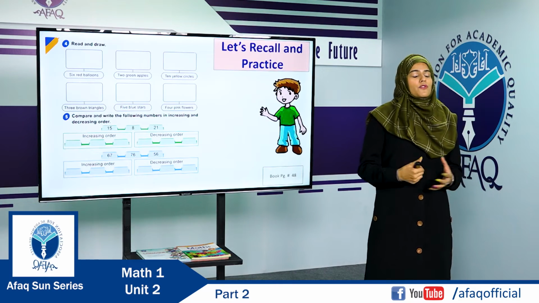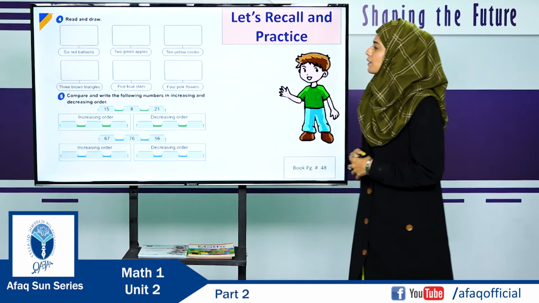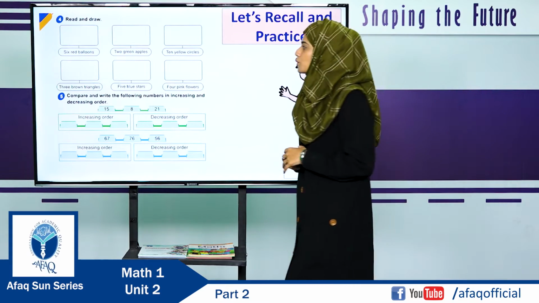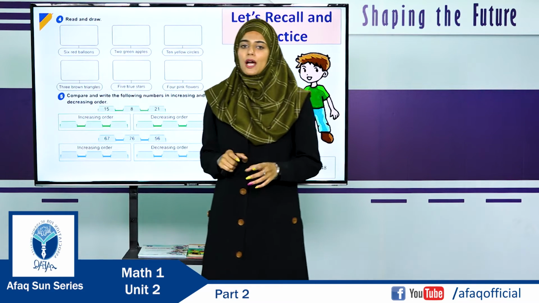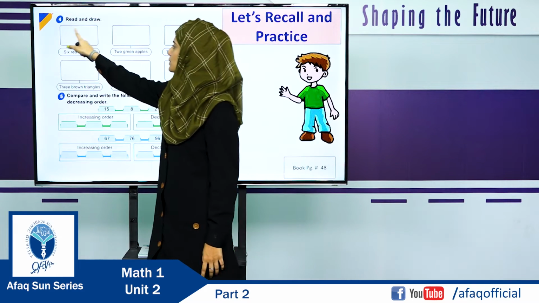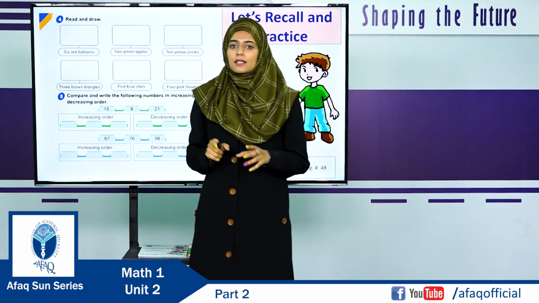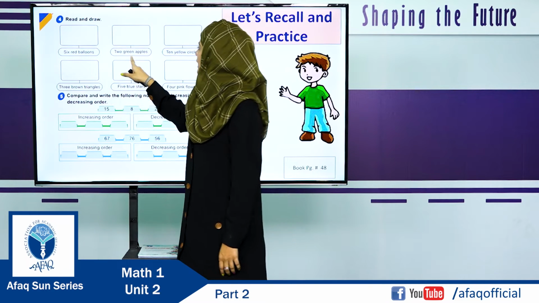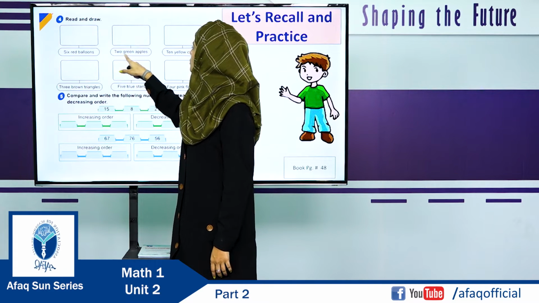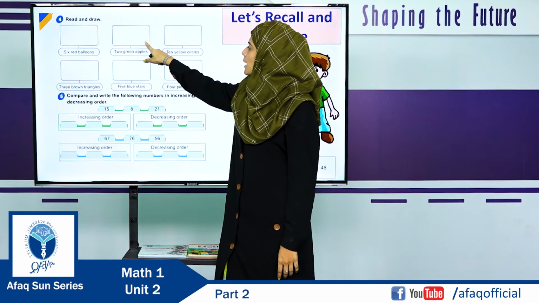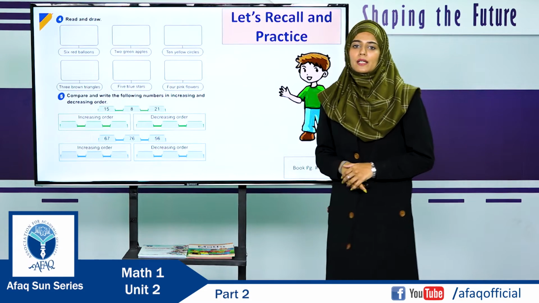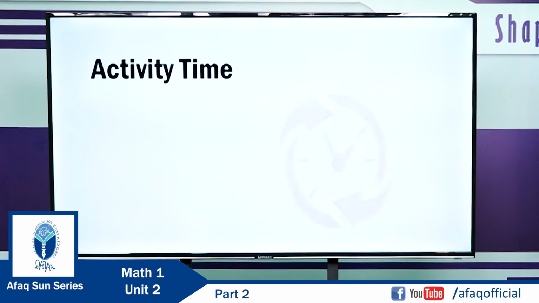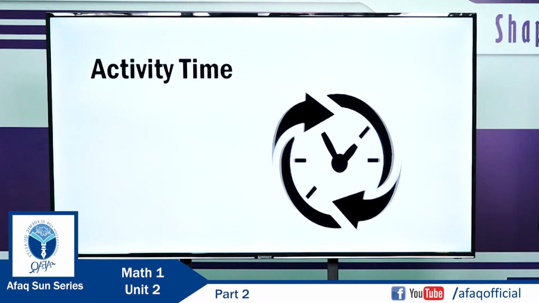Okay, on page number 48, there is a question, read and draw. What you have to do in it? Here it is written 6 red balloons. You have to draw 6 balloons here, then fill the color with red. And here you have to draw 2 green apples. Draw 2 apples and color with green. So do the rest of the activity by your own. It's an activity time. Let's move towards the other concept.